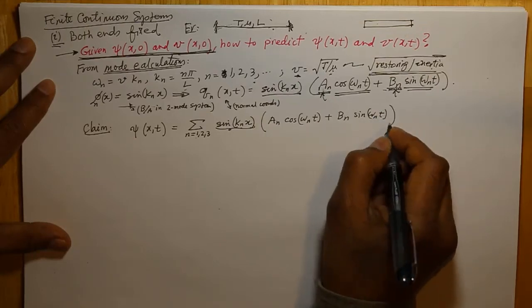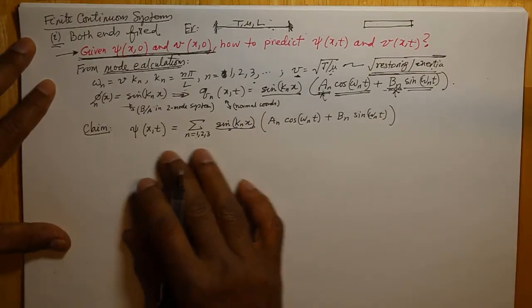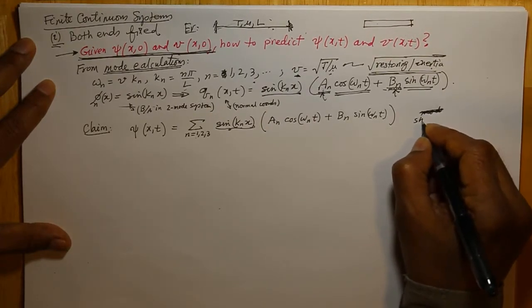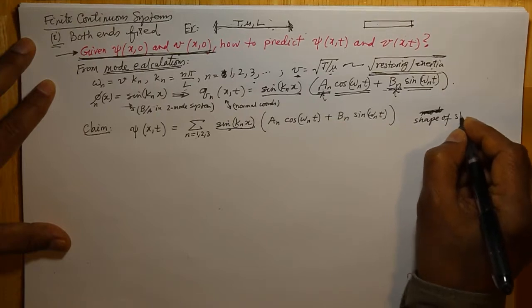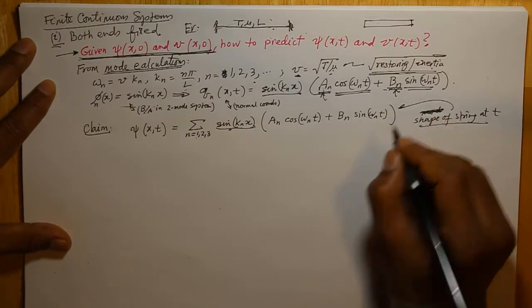So this will be the mode shape. I claim that this is the shape of the string at time t. So that's what this is. Okay.